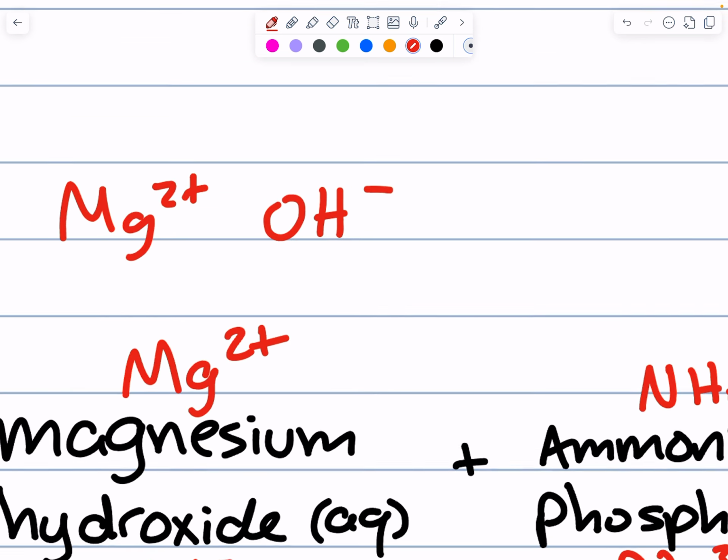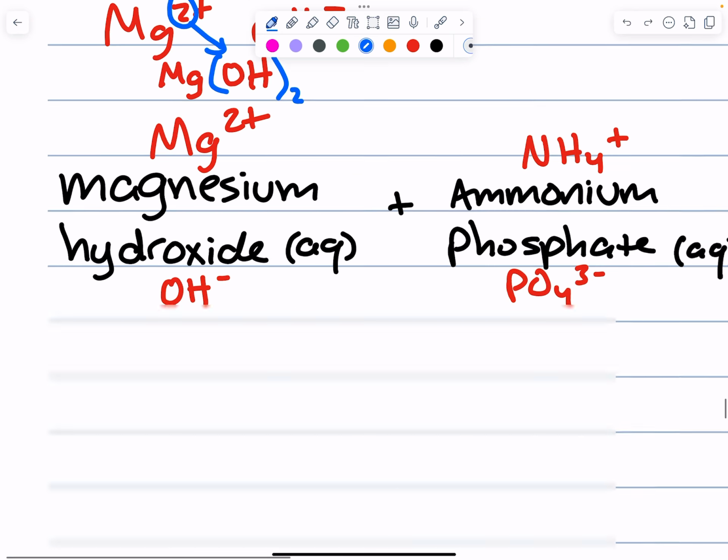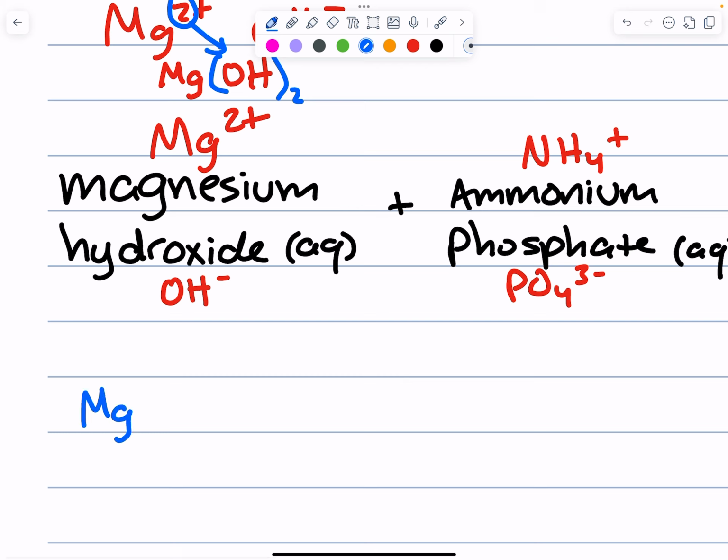When I cross charges, all I want to do is rewrite the formulas and the letters exactly the way I see them. This 2 tells me I'm going to have 2 OHs. This 1 tells me I'm going to have 1 magnesium. My final answer is Mg(OH)2. And I'm going to put that here. Mg(OH)2, and the state of matter is aqueous. I'm putting aqueous. Okay, plus.